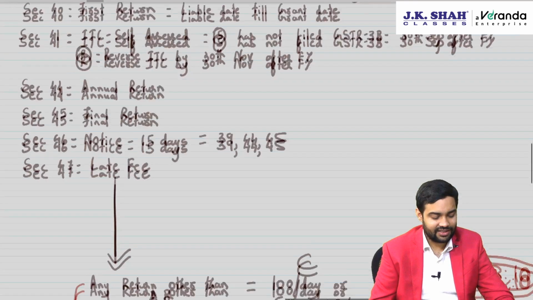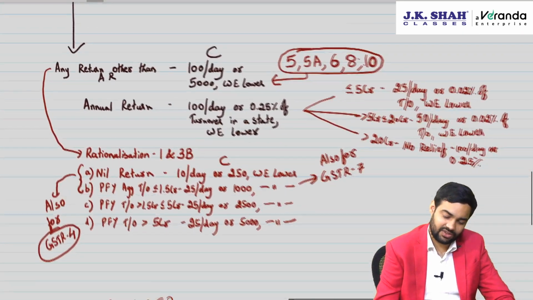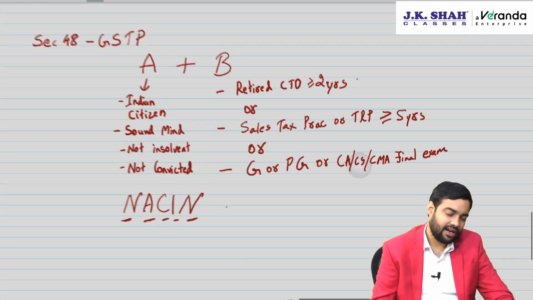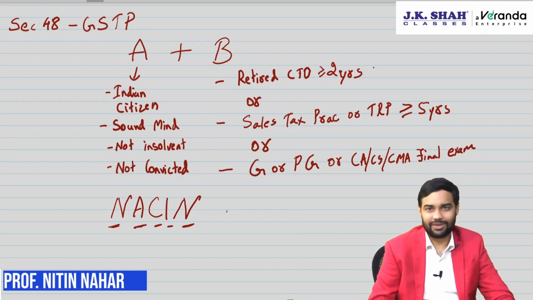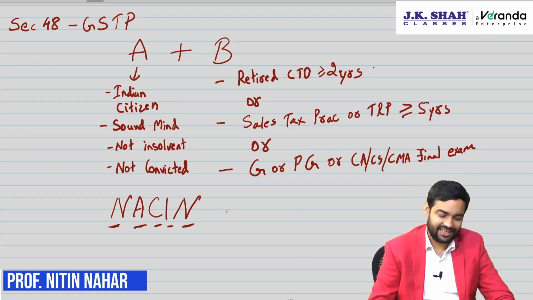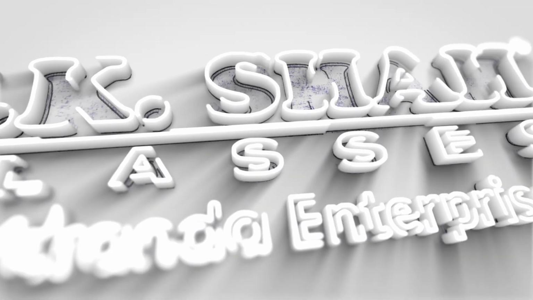44 annual return. 45 final return. Notice 15 days time is given to file the return. Late fee, we saw various late fees with rationalization, be careful. And lastly, GST practitioner who satisfies these conditions becomes a GST practitioner. Clear? Okay. See you in the next video.